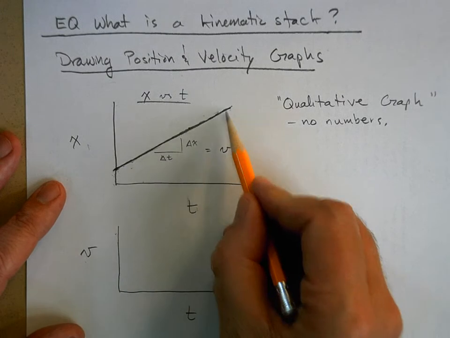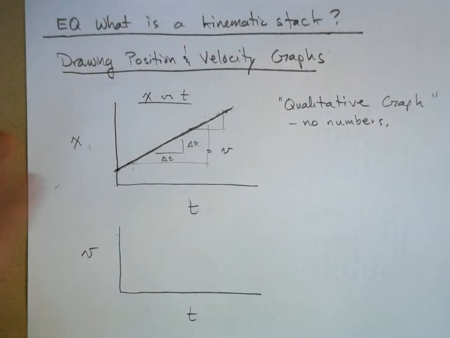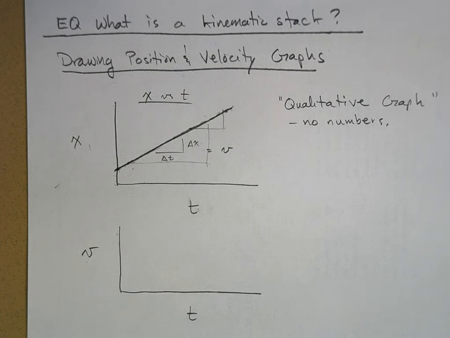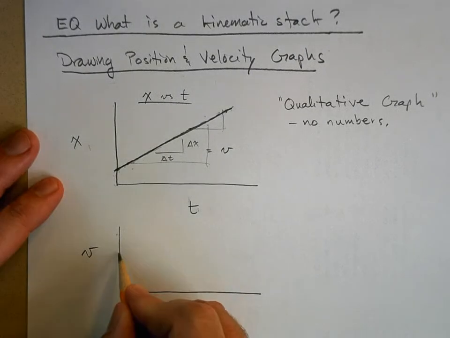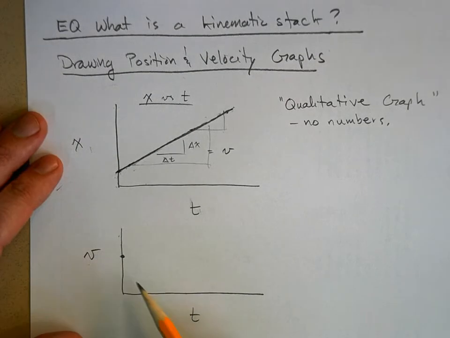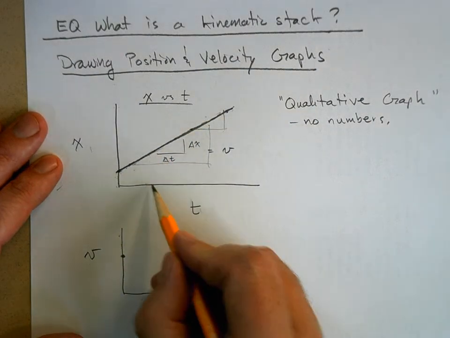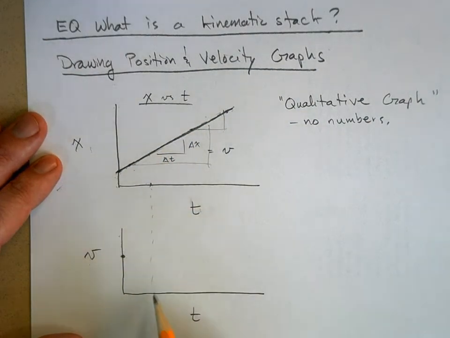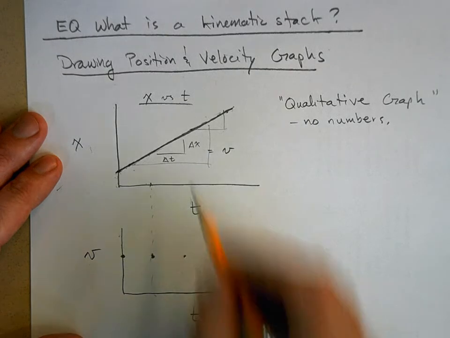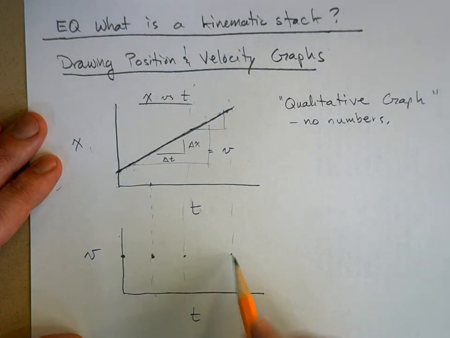But no matter what 2 points you picked on this graph, the ratio of delta x over delta t will be the same. It has a constant slope, yes? Okay? Which means the velocity is constant everywhere. Which means that if I just choose that point to be the velocity, well, notice that no matter where I pick for time, let's look at this time, the velocity is the same. The velocity is the same at this time. The velocity is the same at this time. So the velocity is a constant with time.